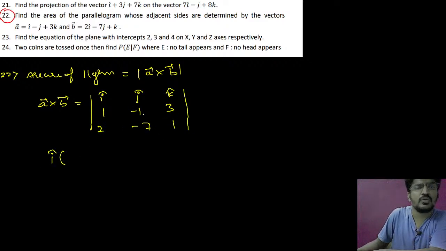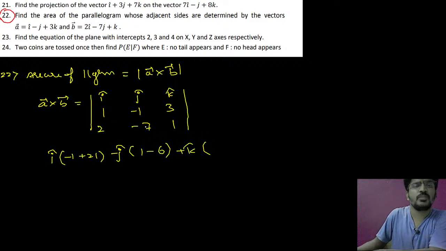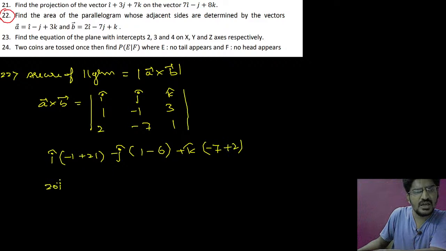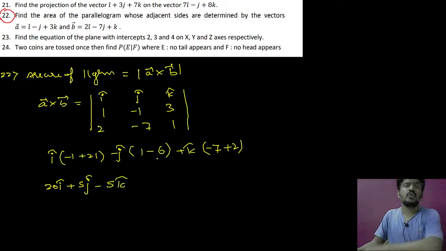Now i cap into minus 1 into 1 is minus 1 plus 21. Minus j cap into 1 into 1 is 1 minus 6. Plus k cap into 1 into minus 7 is minus 7 plus 2. So 20 i cap plus 5 j cap minus 5 k cap. 1 minus 6 is minus 5, minus into minus is plus 5. So minus 5 k cap.